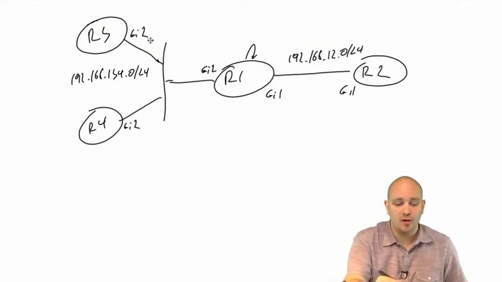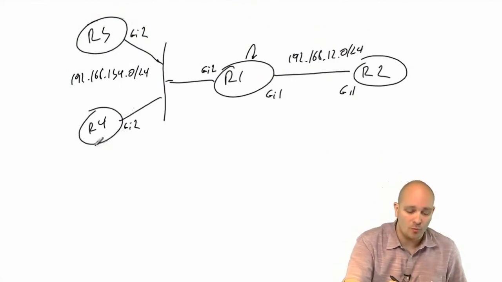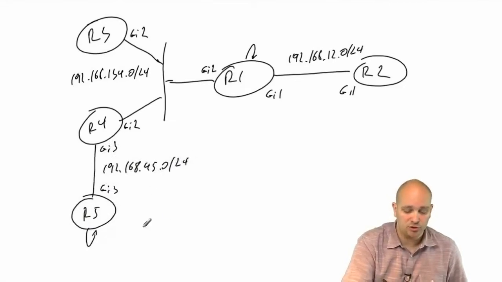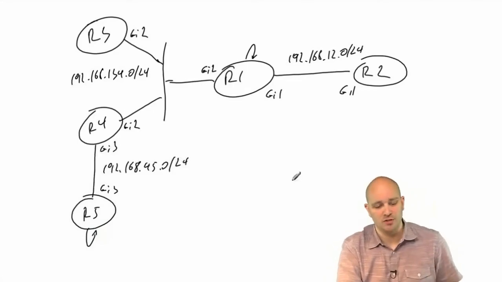What I'm going to do now is add one more router, router R5, and this router R5 will be connected on gigabit interface 3 here, behind the network 192.168.45.0, and it's also going to be /24. I will also add the loopback on this router.